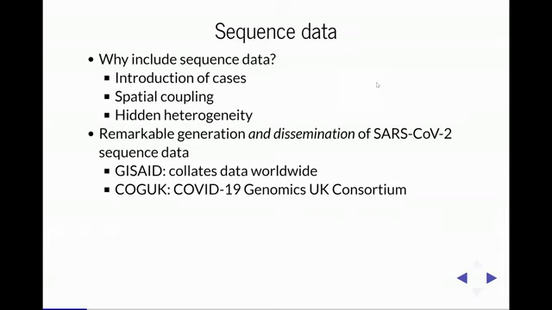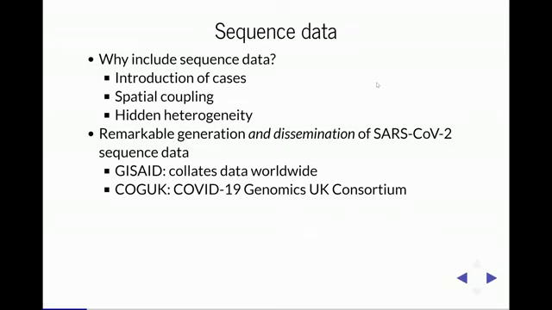So in terms of sequence data and SARS-CoV-2, why should we bother to include it in our models? Well, firstly, it can tell us a lot about the introduction of cases in a region, something that might be very difficult to do with classical epidemiological methods. It can give good estimates of how different areas are spatially coupled, can do so even in an endemic setting, and can also reveal some hidden heterogeneity, at least under particular circumstances, such as whether there are super spreaders.